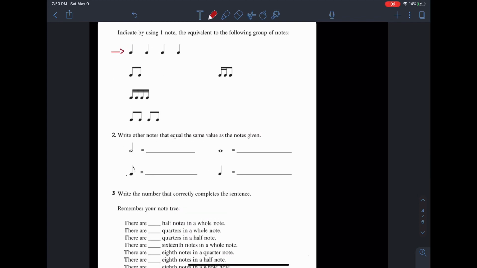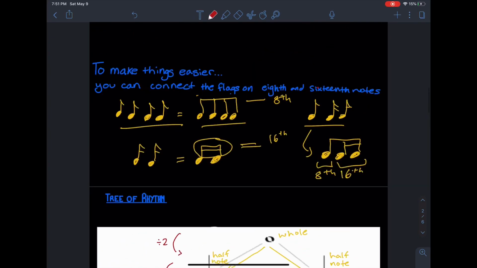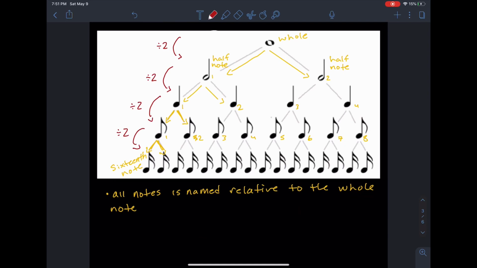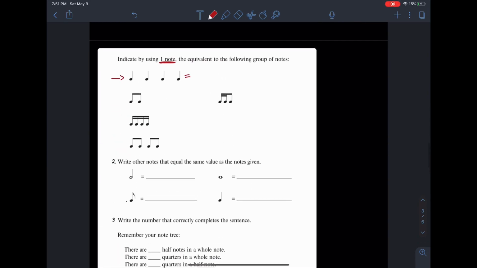Here we have a series of 4 quarter notes, and the question wants us to indicate by using one note the equivalent to the following groups of notes. So we want to transform these 4 quarter notes into one note. So we have to ask ourselves, can we do anything to these quarter notes? Well, if we are armed with our tree here, we see that 2 quarter notes can be combined to make one half note. So let's do that. So let's push these 2 together and push these 2 together.